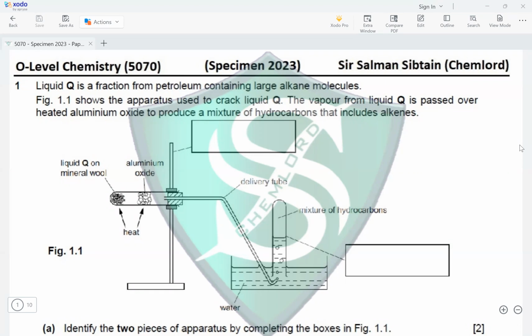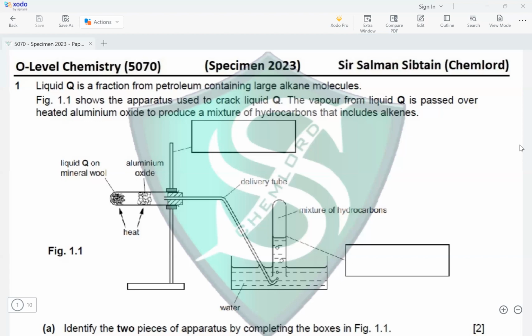So now this setup is shown over here. Look at the setup in detail. Part A asks us to identify the two pieces of apparatus by completing the boxes in figure 1.1. Now the box at the top is pointing at the stand that has the boiling tube connected to it, which it is holding, through which the delivery tube is passing into the water trough. And the second box at the bottom is the boiling tube that is collecting the gas that is being produced.